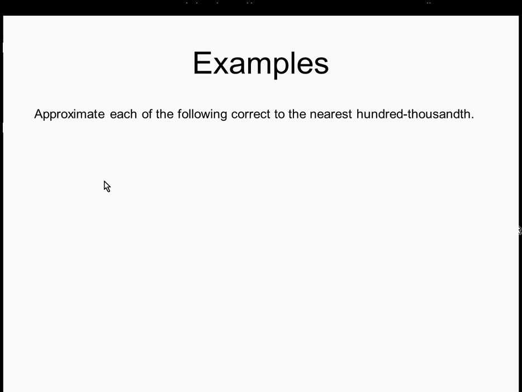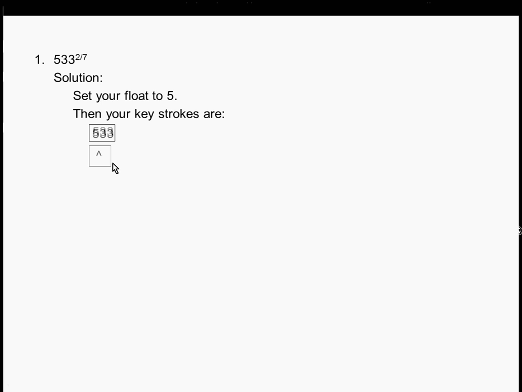Let's approximate each of the following correct to the nearest 100,000ths. I got 533 to the 2/7. So set your float to 5, 100,000ths. Your keystrokes are 533, the caret key to take it to a power, and because the exponent has an operation, you need to enclose it in parentheses. So open parenthesis, and then 2 divided by 7, close parenthesis.